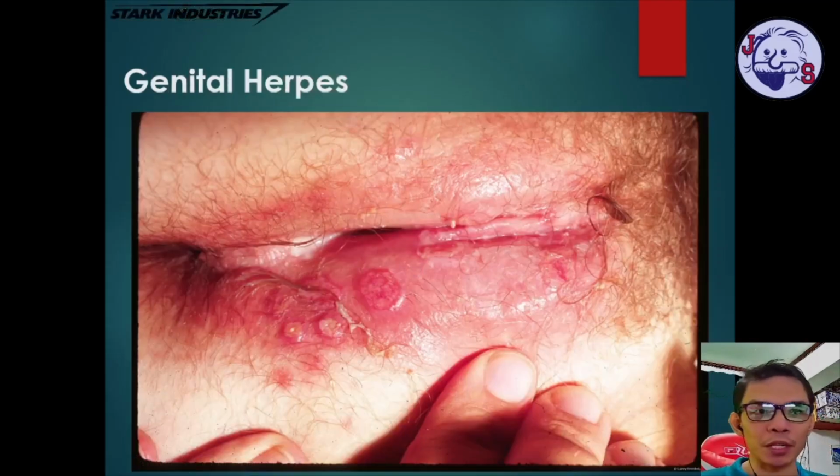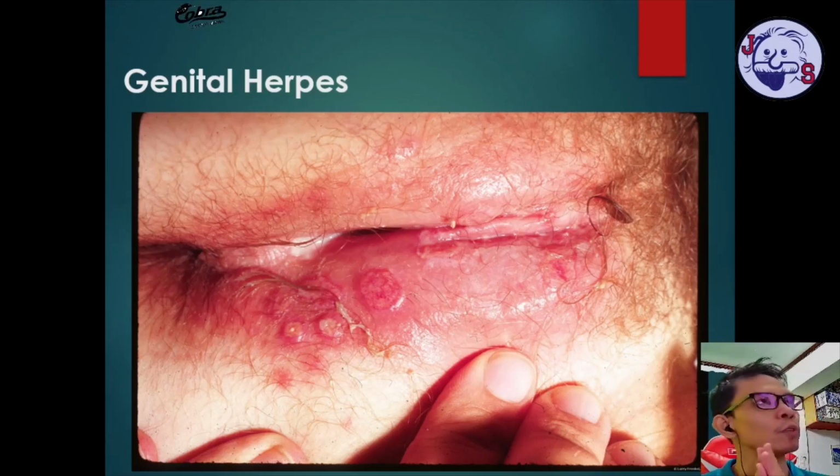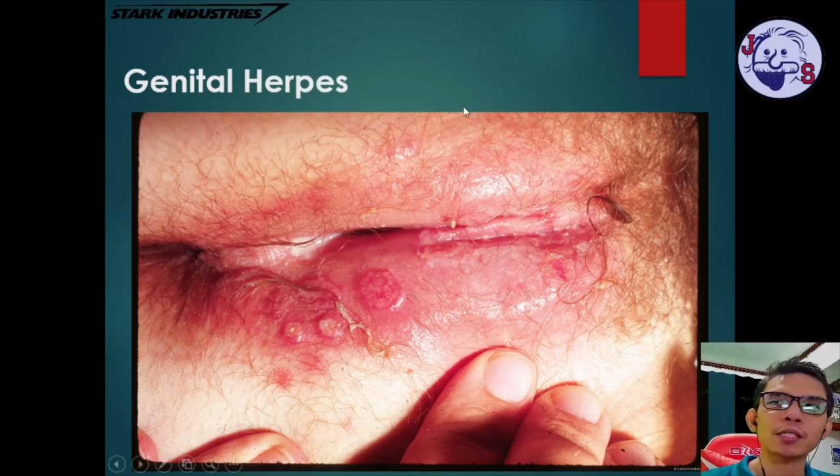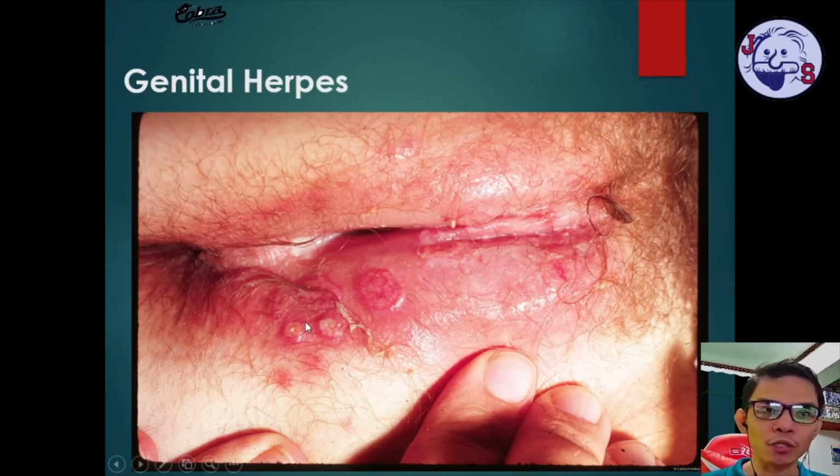Next one is the genital herpes. One of the diseases that is incurable right now is the genital herpes. There are some drugs that prevent the infection from escalating, or from going to the different parts of your body. Those are only for prevention, but they don't cure this particular disease, especially the genital herpes. Herpes is caused by a virus called herpes simplex.